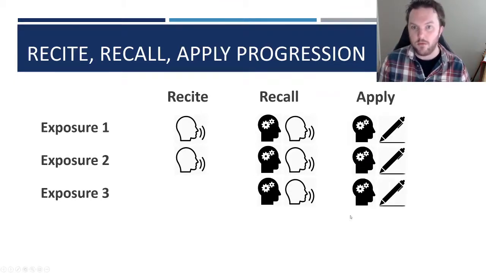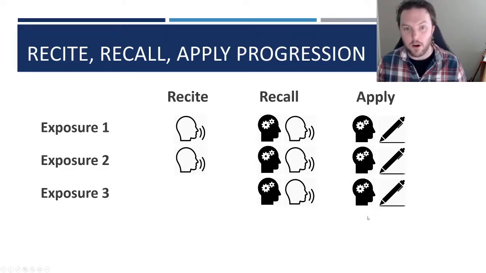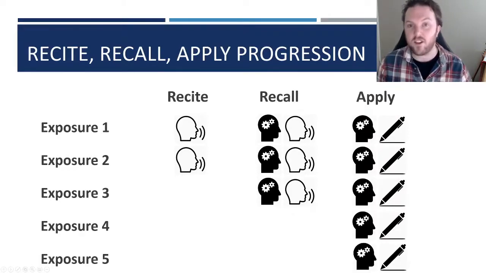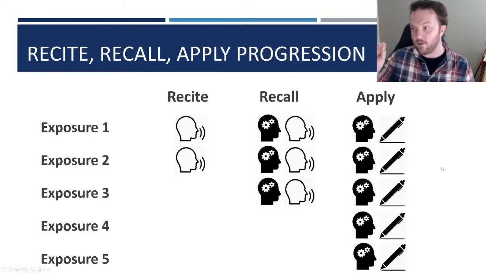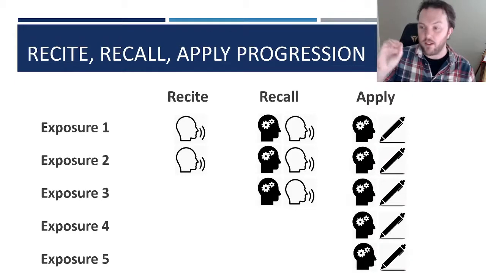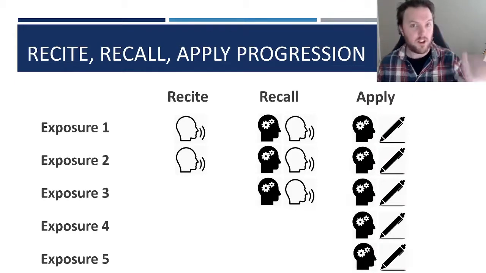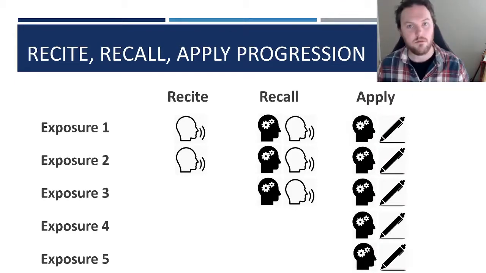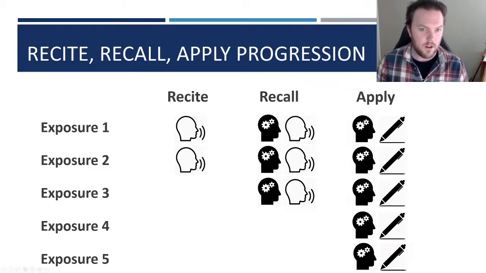So for the third exposure, maybe we get rid of the recite slide and we just do a recall and an apply part. And then for the fourth and fifth exposures, maybe we just do the apply. All right, so instead of saying, let's recite the 5 times tables, let's do some random ones. Instead, maybe we just put the slide up and they work straight away. All right, so it's a great chance to measure their understanding that way.